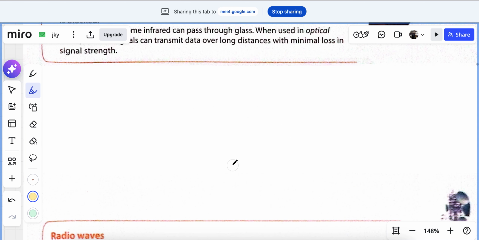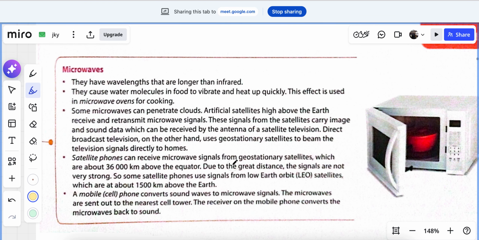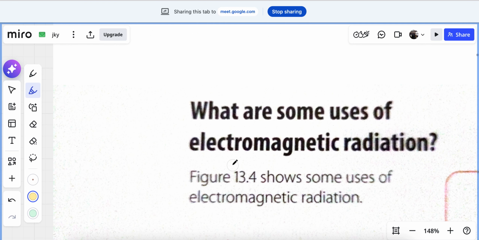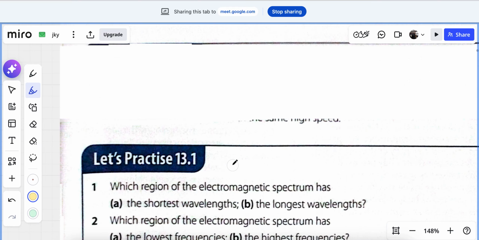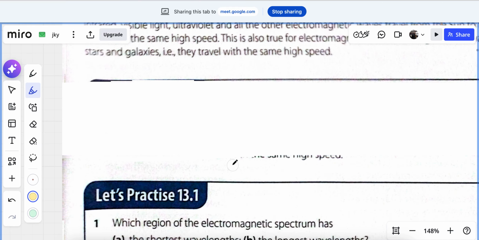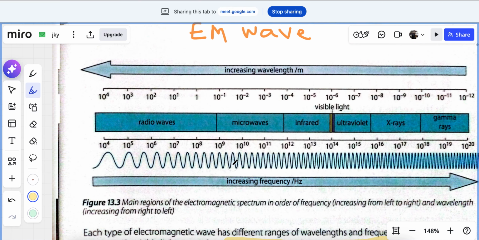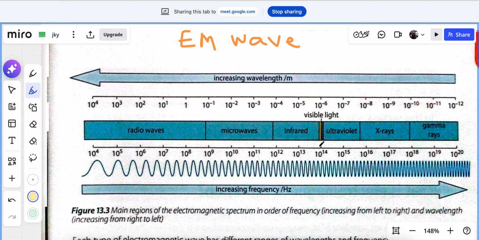I think we didn't finish. Let's take a look at the others. We didn't finish the uses of all of them, but we have to go on quickly because their uses are kind of similar right now. After the infrared, we have the visible light, which we already know what we use it for. The visible light is the one that has the 7 colors.